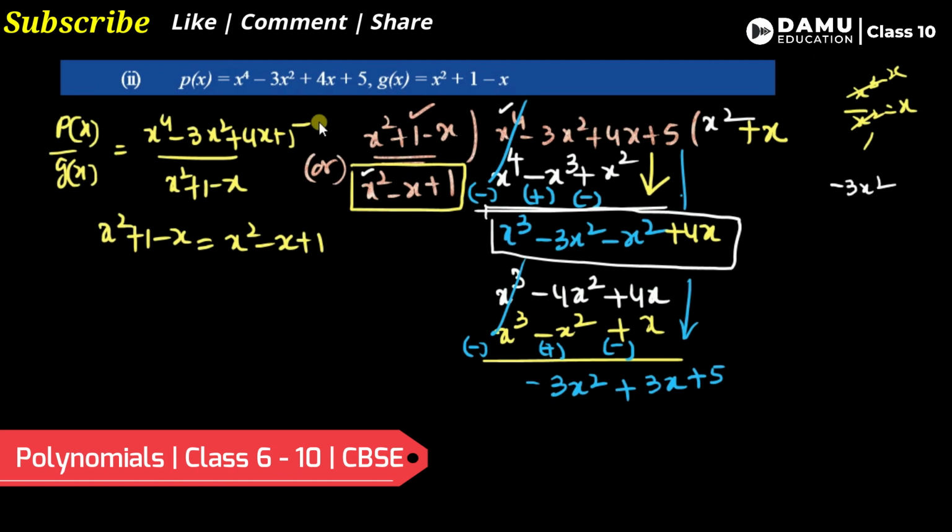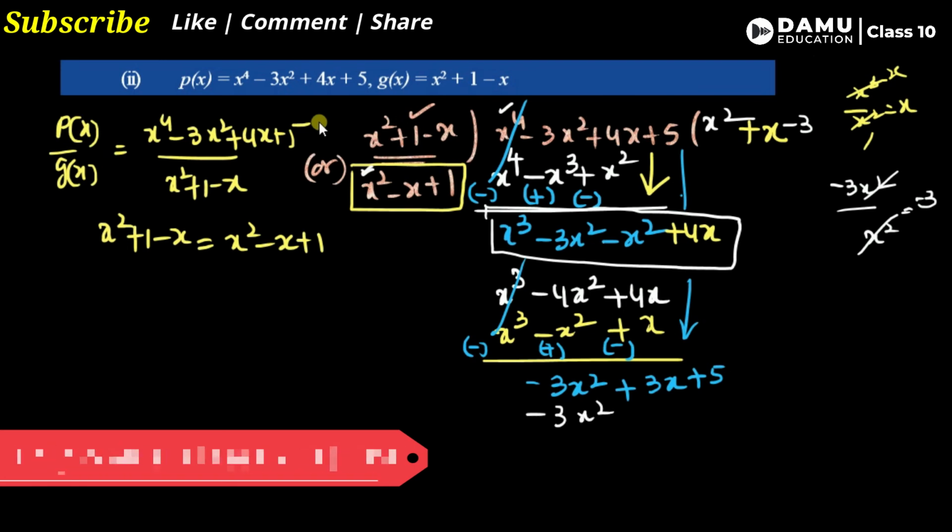So here, whole divided by, what is the first term here? x square. So x square will cancel, minus 3. So here minus 3, right? Minus 3 into x square, minus 3x square. Again, minus into minus will become plus. Then x into 3, 3x.